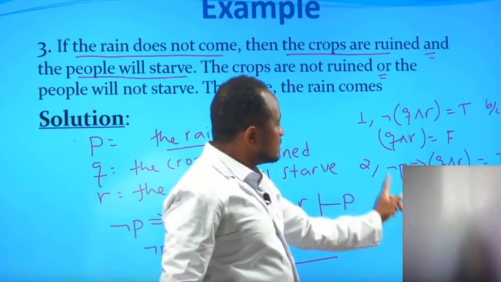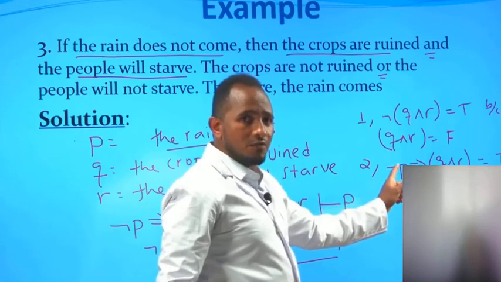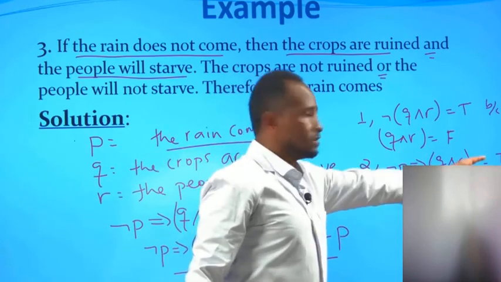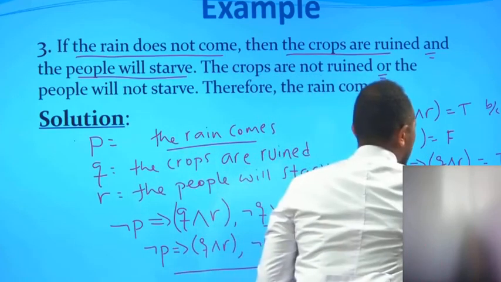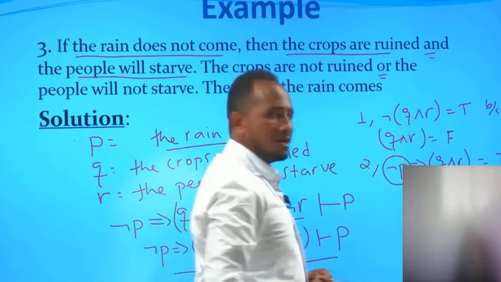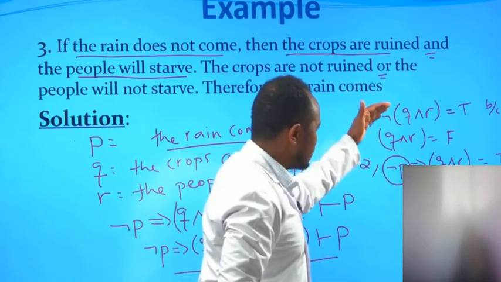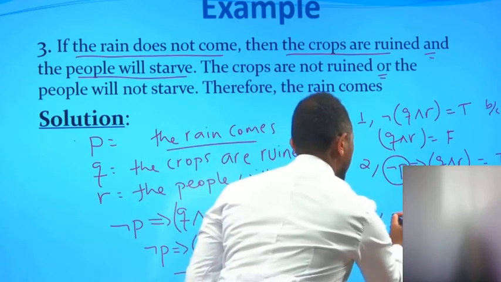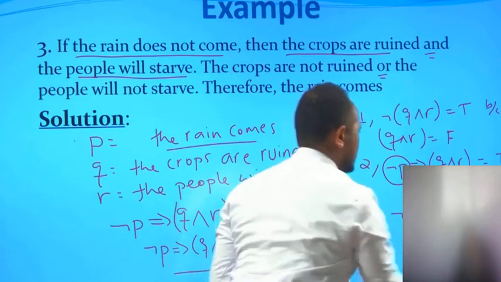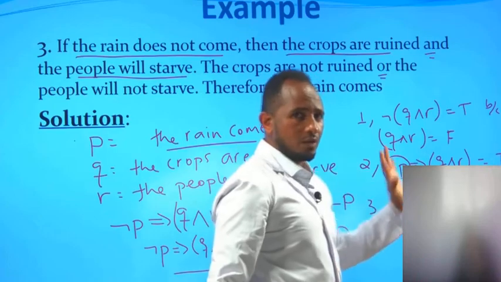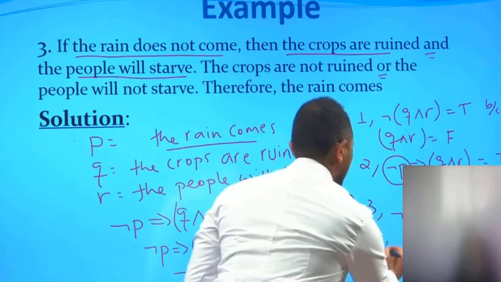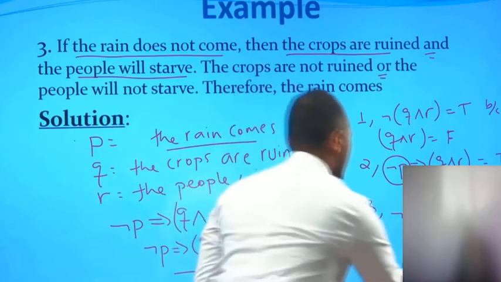So from this, negation of P must be false. If it is true, it doesn't satisfy this one. True implies false is false, but the whole statement is true. So negation of P must be false from 1 and 2. False implies false gives you true. Otherwise, it can't. So negation of P is false from 1 and 2. So this implies negation of P false means P is true.